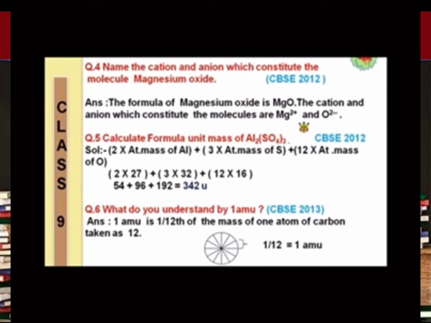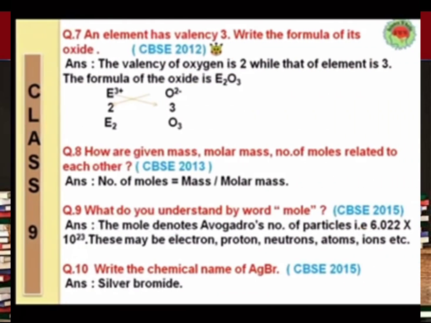Next question, what do you understand by 1 AMU? 1 AMU is 1 by 12th of the mass of one atom of carbon taken as 12. 1 by 12 is equal to 1 AMU.